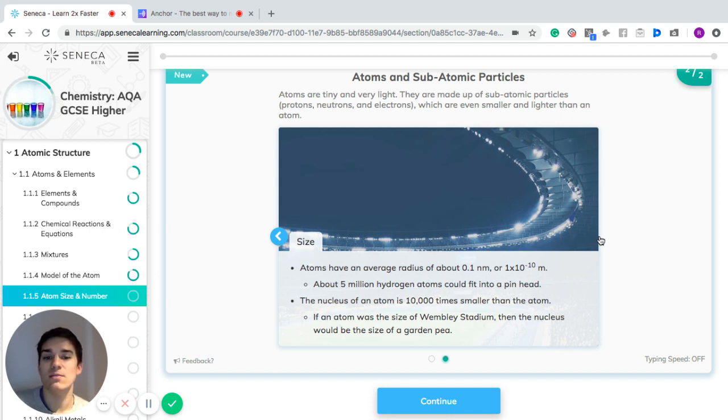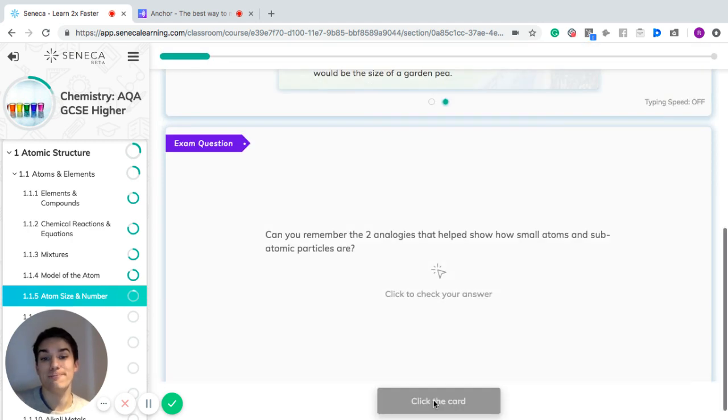The nucleus of an atom is 10,000 times smaller than the atom. So if the atom was the size of Wembley Stadium, then the nucleus would be the size of a pea that you'd eat for your dinner.